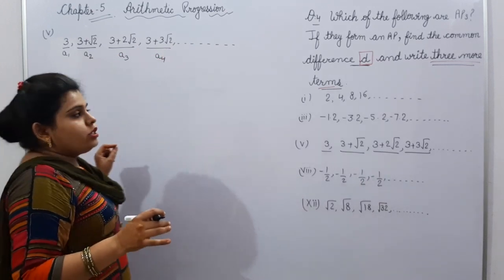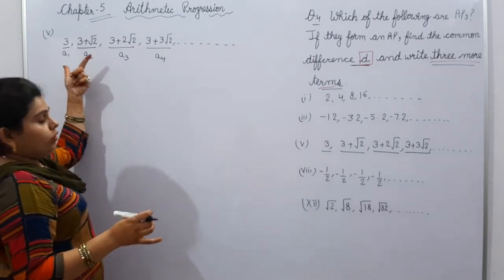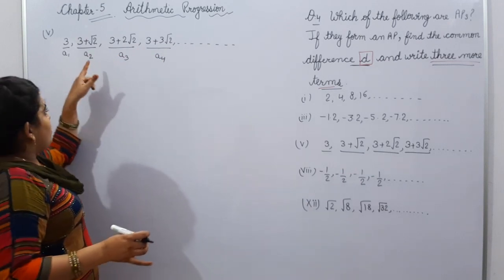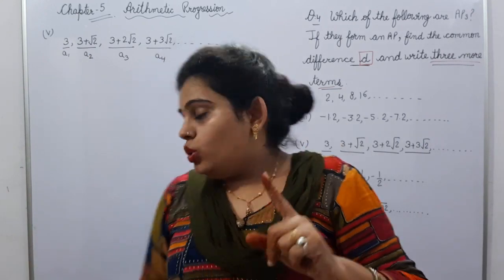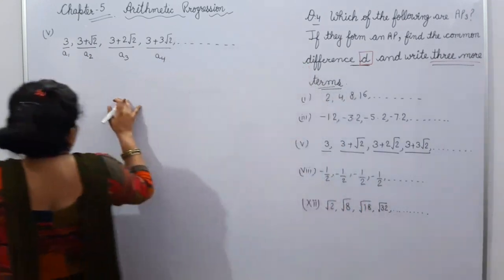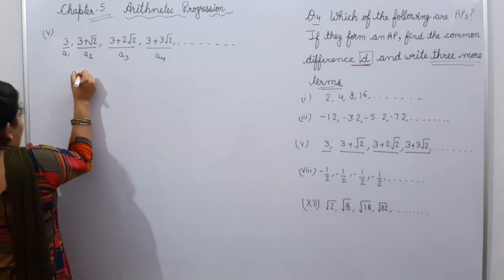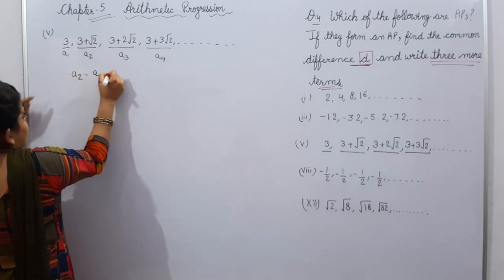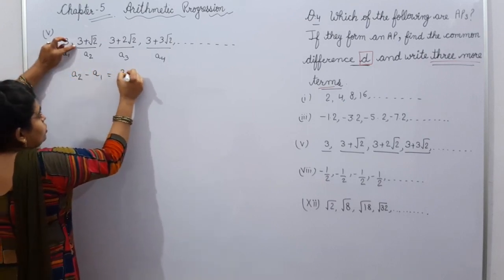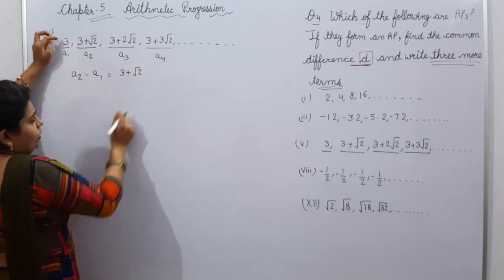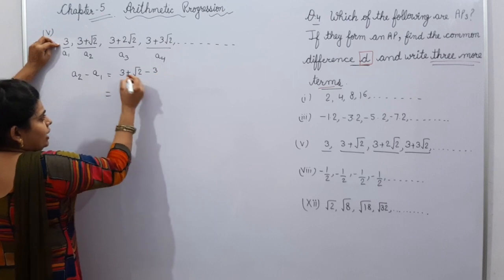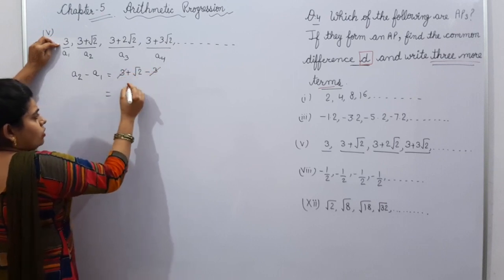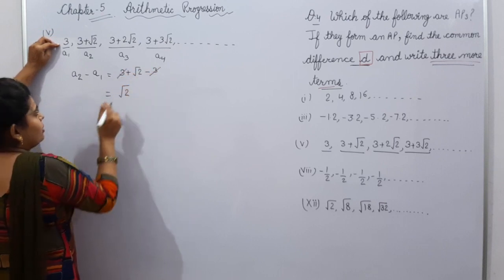Now first of all we will find the difference between two consecutive terms, beta. Means A2 minus A1, A3 minus A2. So let's see. A2 minus A1. A2 is 3 plus root 2. And we have to subtract A1, means minus 3. Then what will we get? Plus 3 minus 3 cancel out. Root 2 we will get.